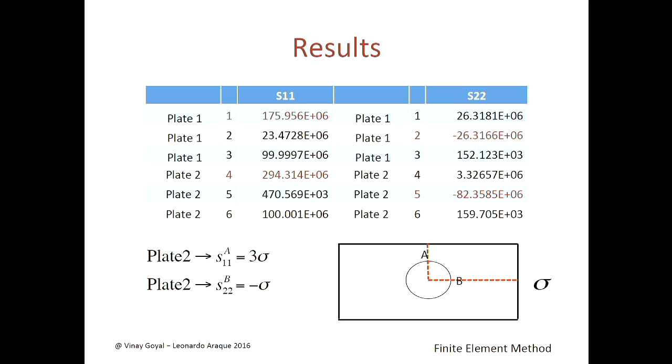All right? So you can see that by improving the meshing for the second plate, make it denser around the hole, and changing the geometry for the shape functions, it helps us to get more accurate results.